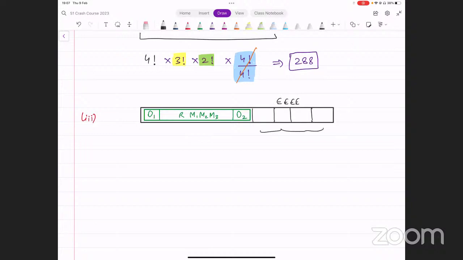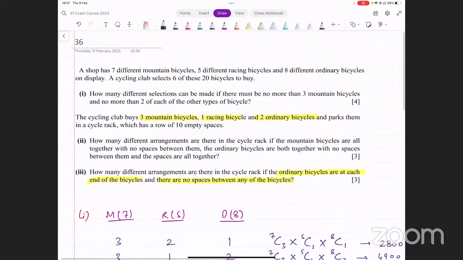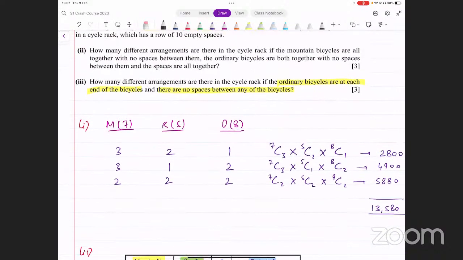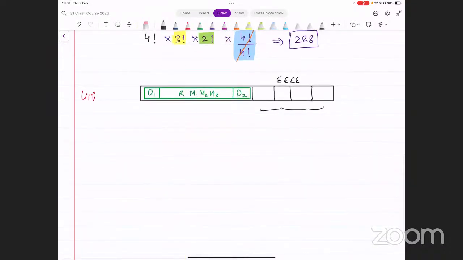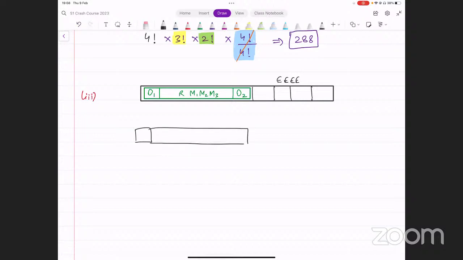Okay. Now it doesn't say anything to the effect that the empty spaces have to be together or that they could be separated or not. There's no condition on empty spaces, so we just consider them as separate boxes. We could have a case like this as well, where we have one empty space on the left, cycles in the middle, and then 3 empty spaces on the side, or 2 at both ends, right? So all of that is possible. There's no condition on that. So we've got 4 E's there. That's what the situation looks like.